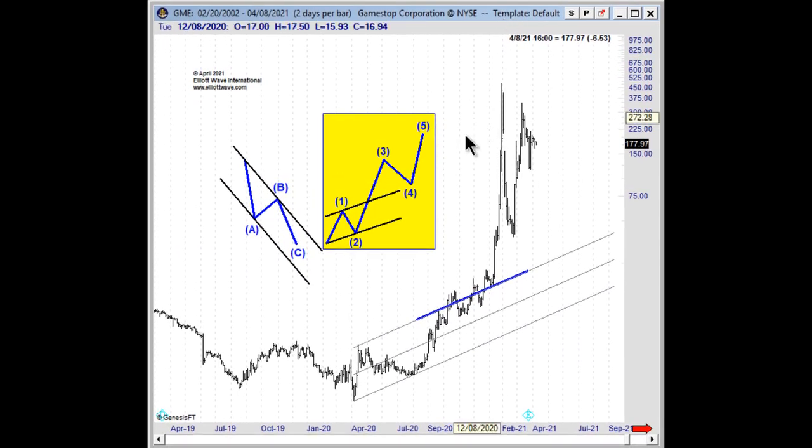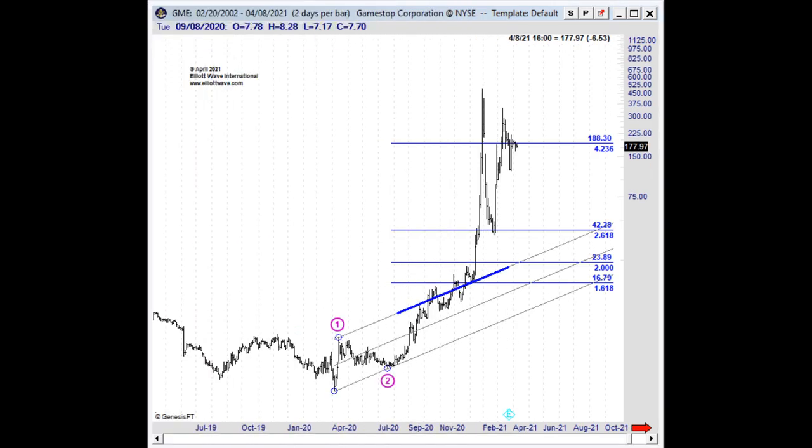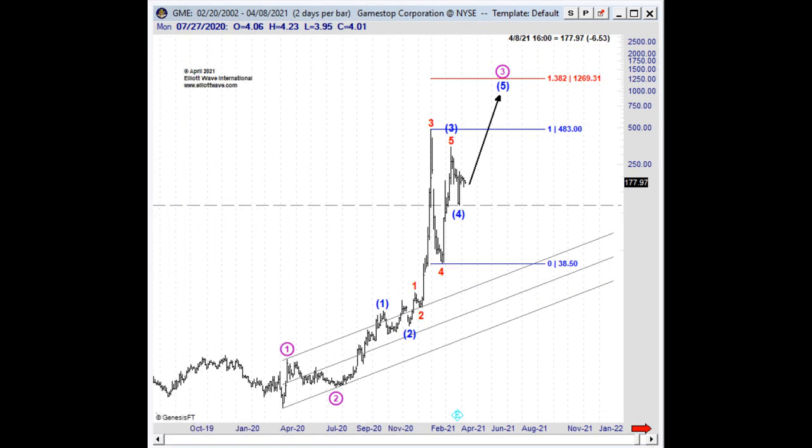the penetration of the upper boundary line of the base channel that we saw late last year confirms the presence of third wave price action. Moreover, it confirms that we're working a larger impulsive advance in GameStop up from the 2020 low. So where are we within wave 3? That's really the key question on the table right now. And I think this interpretation fits nicely. I like it for several reasons.